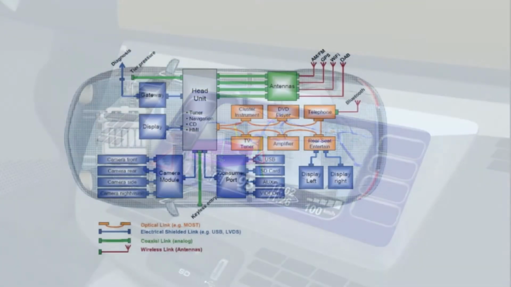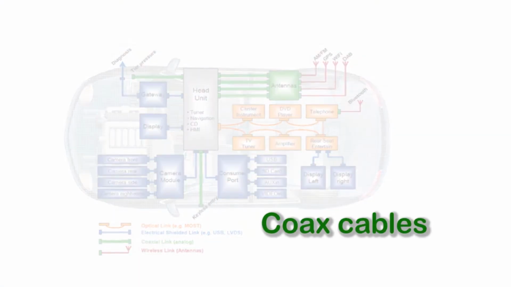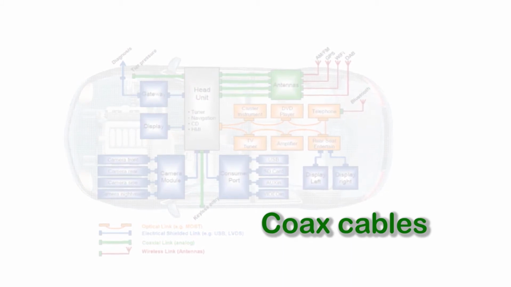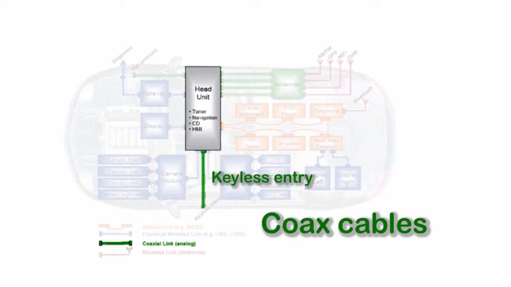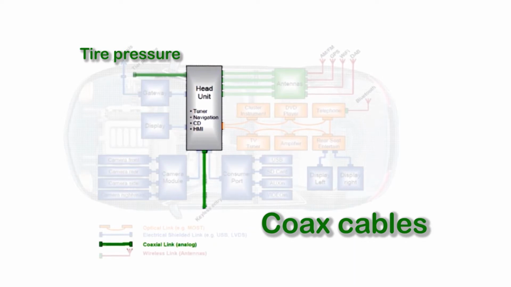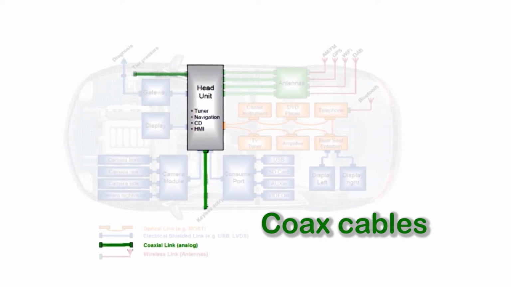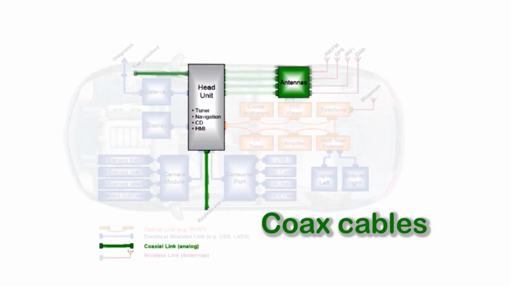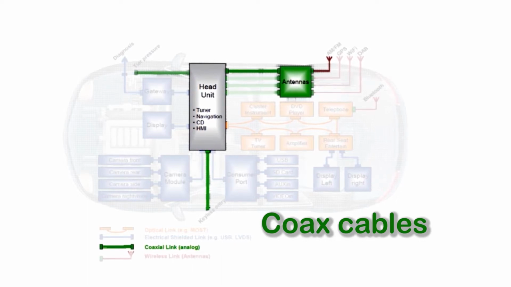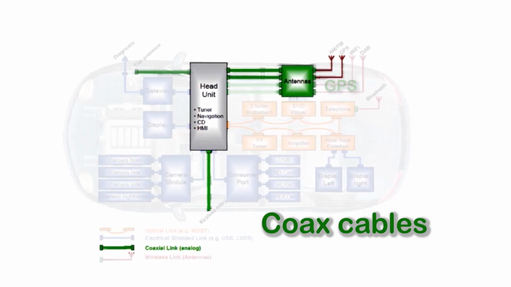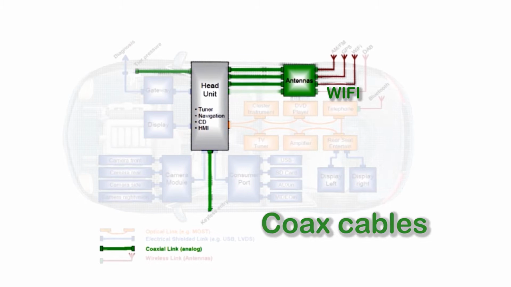TE Connectivity's coaxial cable product range enables remote keyless entry, assists in tire pressure monitoring and communication between antenna and entertainment systems, which includes AM/FM communication for car radio, GPS signals for navigation, and Wi-Fi systems.